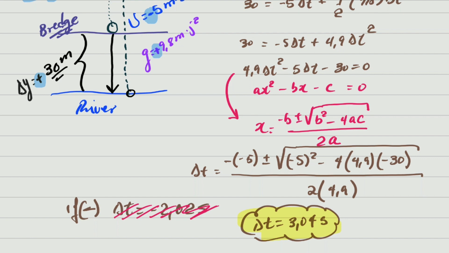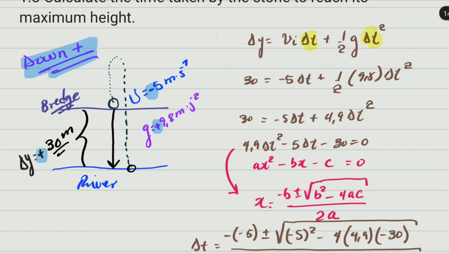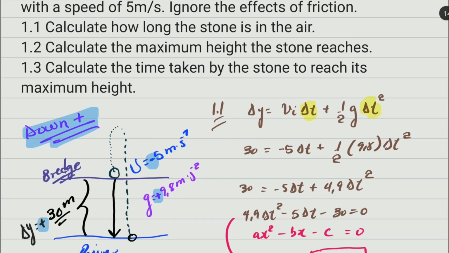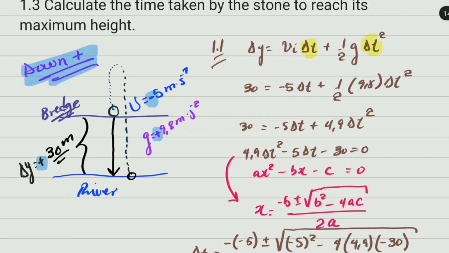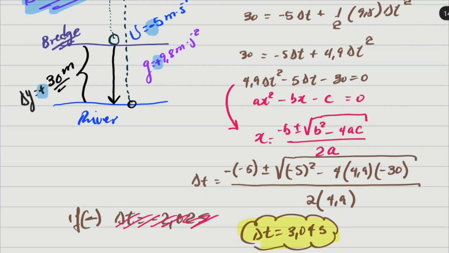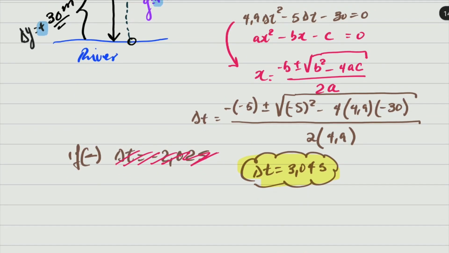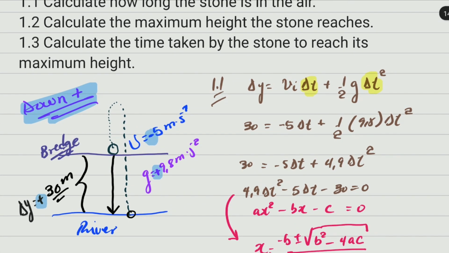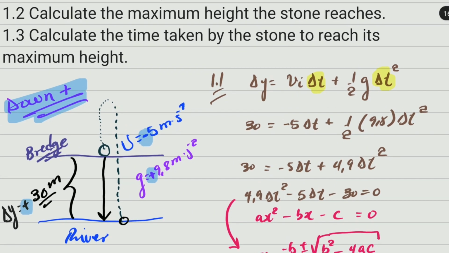That was question 1.1. So question 1.2 says: calculate the maximum height the stone reaches. Now the maximum height the stone reaches, né? So as from when it was thrown. So now we have the same data, but we also have the time. But the time, this one is not relevant because it's the time from beginning to final, and we don't want that. We want to know how far did the stone move up from the bridge.